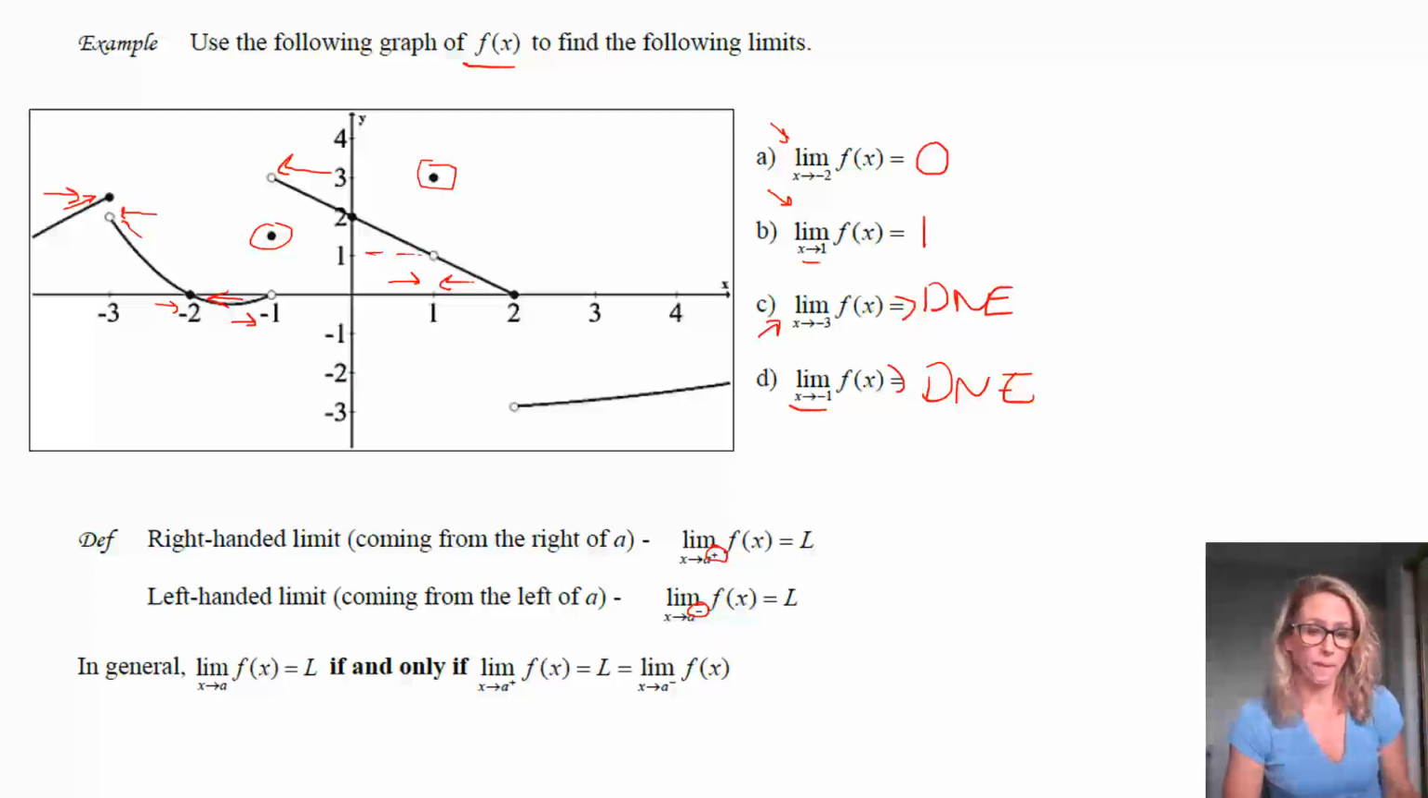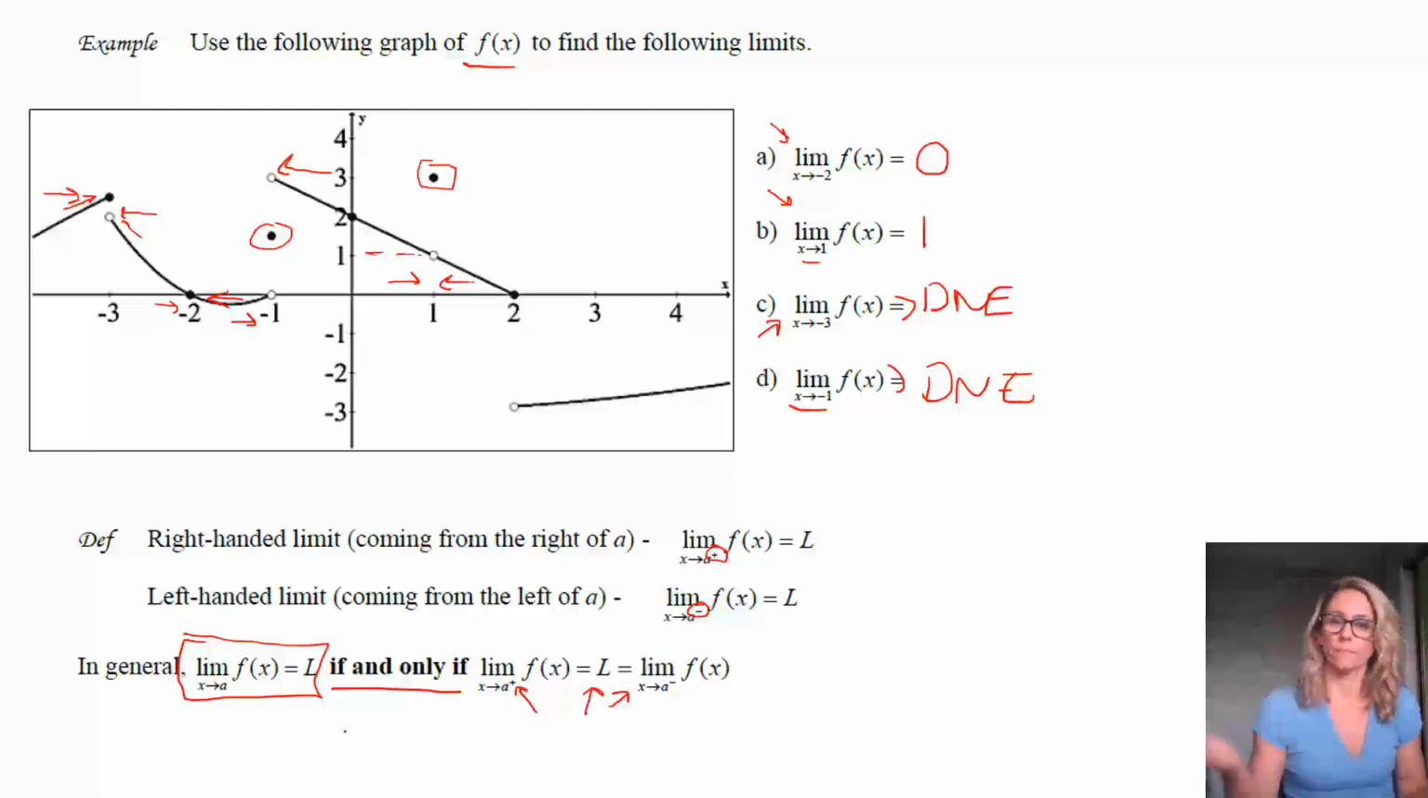Now, notice, this is a big thing here at the bottom. In general, if the limit as x approaches a of f of x equals L, that is true if and only if your right-handed limit equals your left-handed limit equals the limit. And so the key thing to see is that you have to be coming in from the right-hand side and the left-hand side. Those things have to agree in order to have that limit.